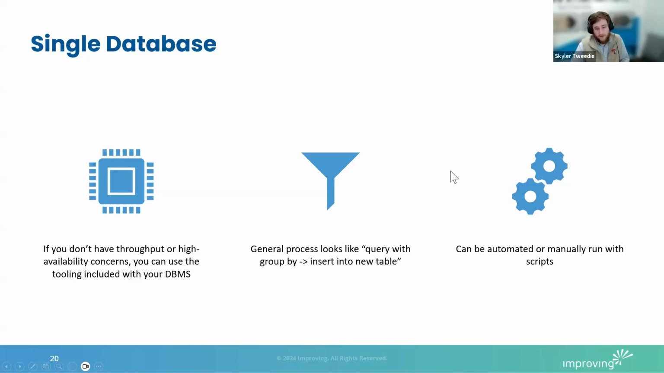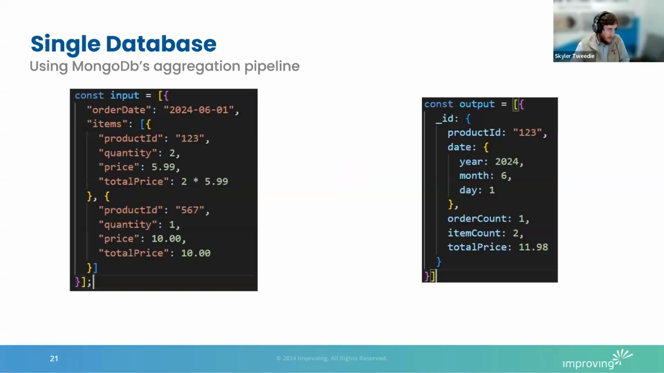As an example, this time we are going to use MongoDB. I have an order date of June 1st, 2024. I have two products that were included in that order. They bought two of product A and one of product B, at $5.99 each, or $10 each, to get the total price. And I want my output, for this date and this product, to show how many orders came in, the total item count, and the total price.